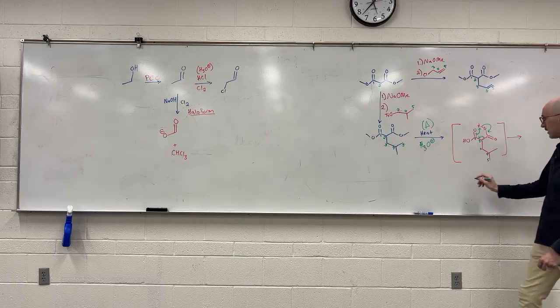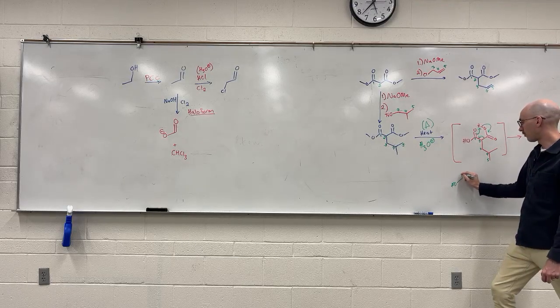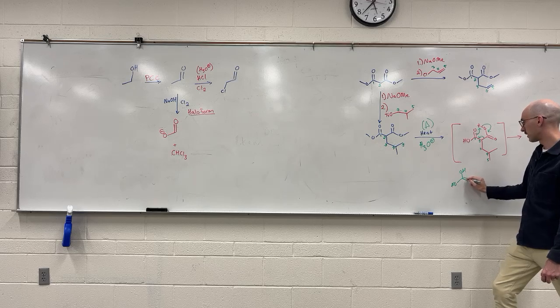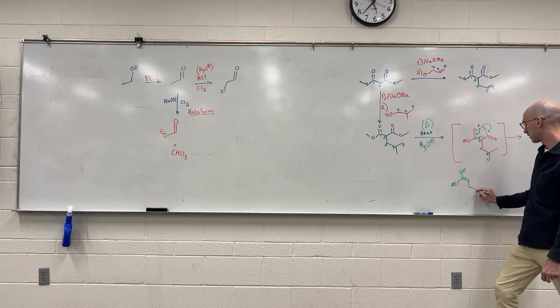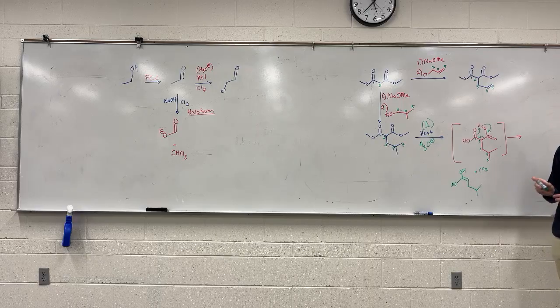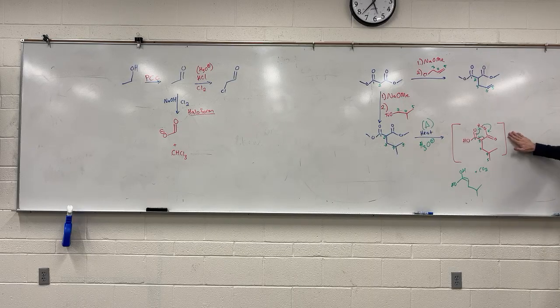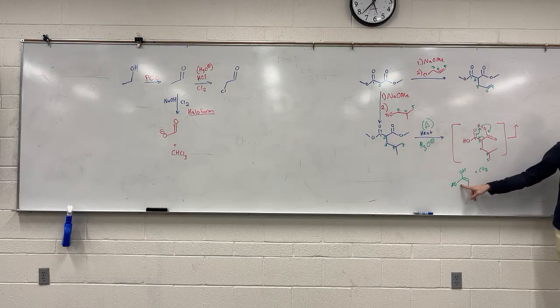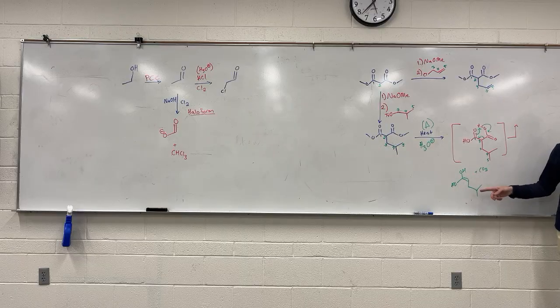So what we get is the enol version of a carboxylic acid in this case, plus CO2. And as we know, enols tautomerize. So when this enol forms, it tautomerizes back into a carboxylic acid.